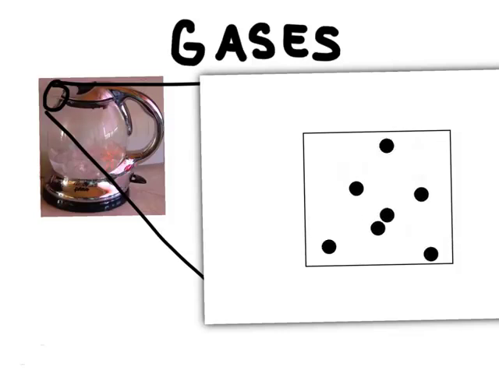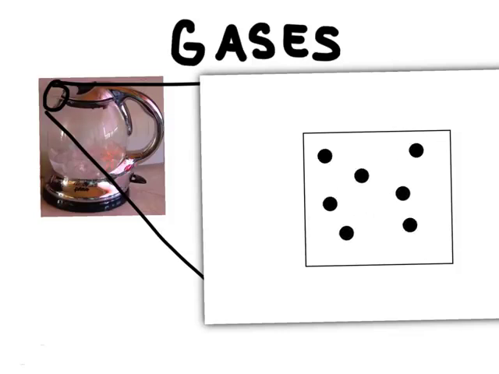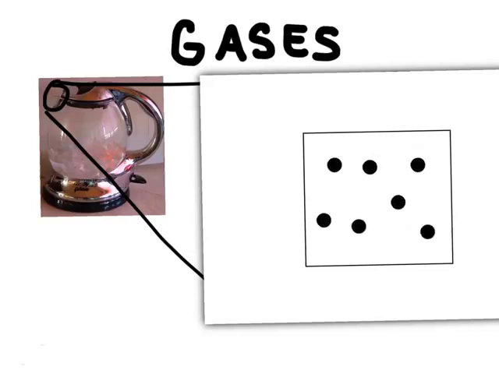Gas particles don't have a definite shape. They're going to fill the shape of a container just like a liquid, and they don't have a definite volume either. We can compress a gas into a smaller volume or let it expand to fill a large volume.